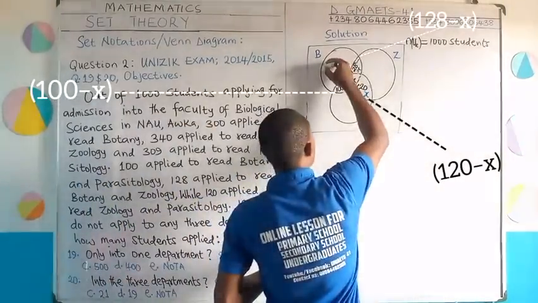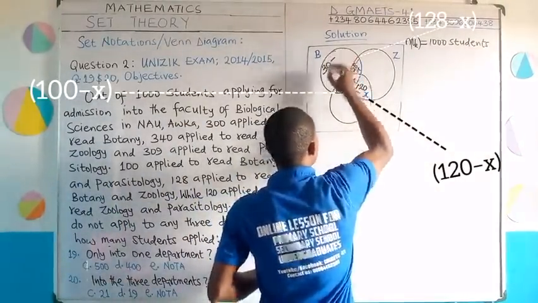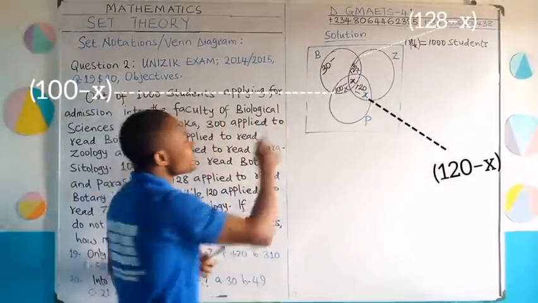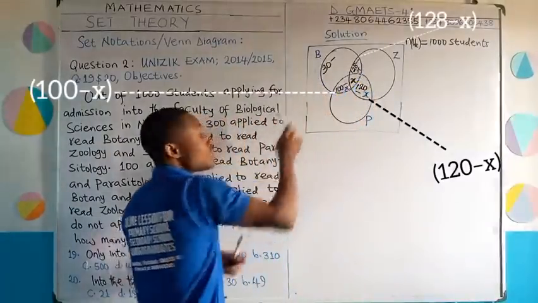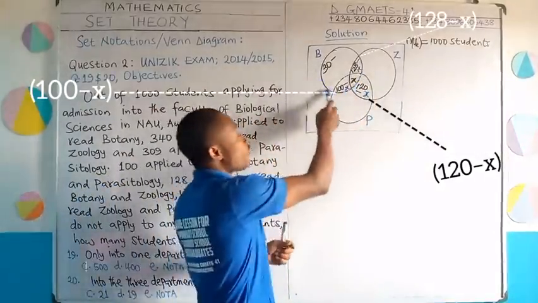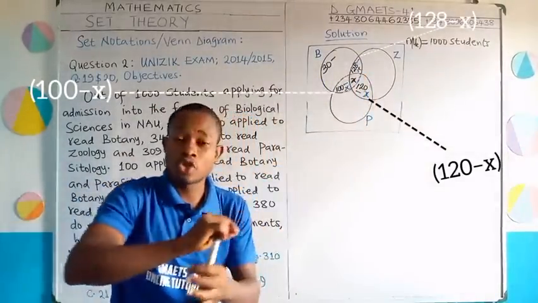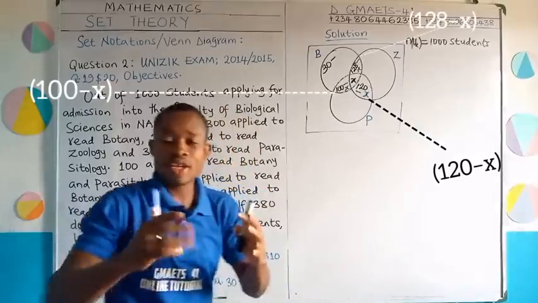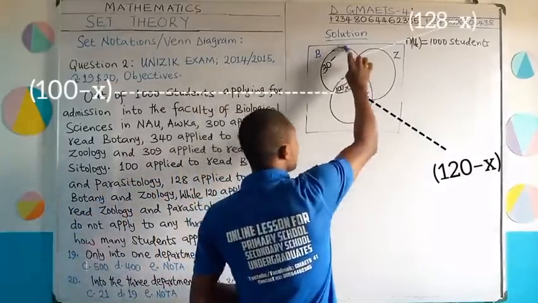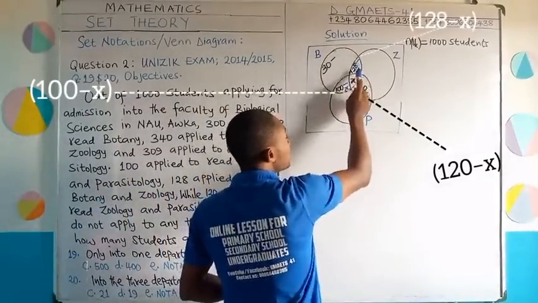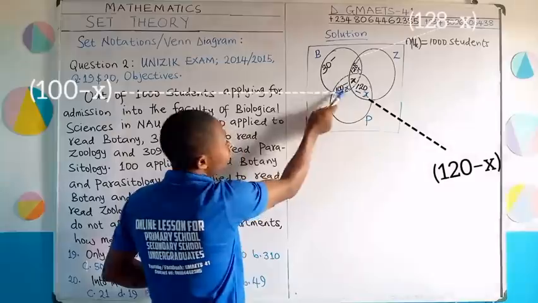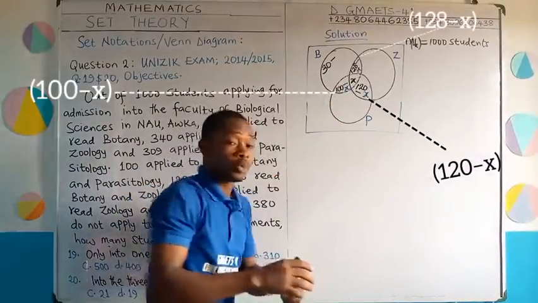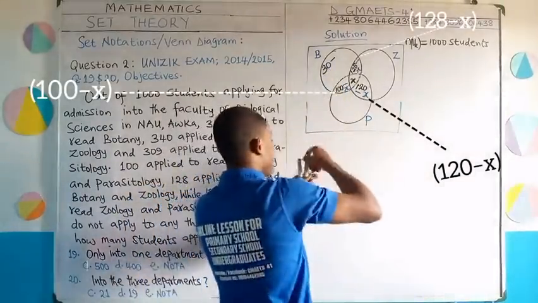I'll write 300, okay? And then I'll do minus. I will trace the set, that circle of botany. Anything it encloses, any number it covers, I will subtract it from this 300. So let us quickly take a look. You notice that as this goes this way, you have 128, it enclosed it. If you move on, it also encloses x. If you move on, it encloses 100 minus x. So you're going to subtract all these numbers from this 300, okay?